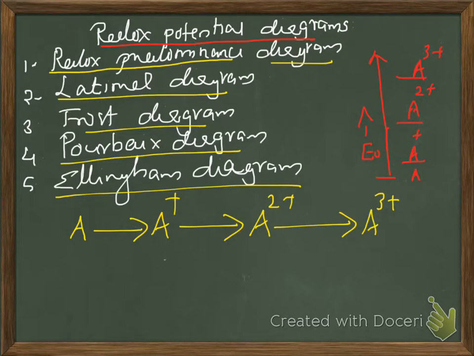Latimer diagram actually is an advanced version of redox predominance diagram. So for that purpose only we are mentioning redox predominance diagram first, even if it is not part of your syllabus.